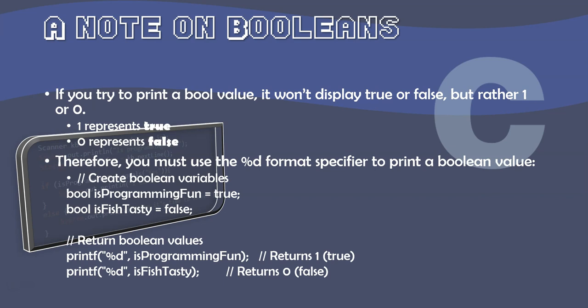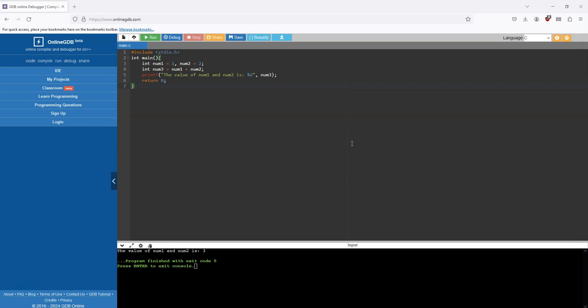Therefore, we have to use the %d format specifier to print a Boolean value, because again, what's it returning? It's returning a 1 or 0, which of course are integer values. So if we create, let's say, some Boolean values, so bool isProgrammingFun, set that to true, bool isFishyTasting, false, and if we were to print those, you see we have printf, %d isProgrammingFun. This is going to return 1, which means that's what's going to be actually displayed in the console. And our second statement is going to return 0, because, again, it's going to look for this flag here, which is false.